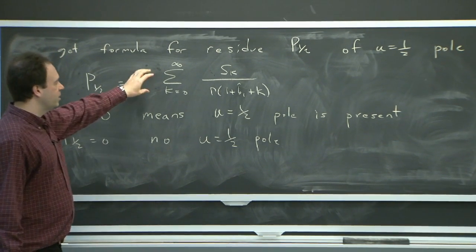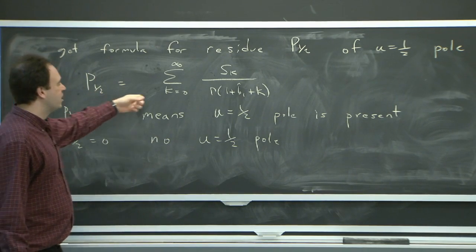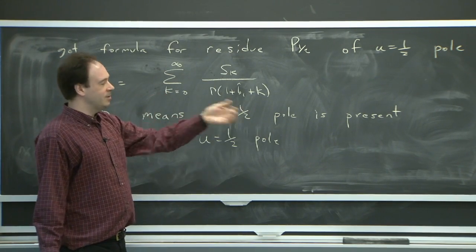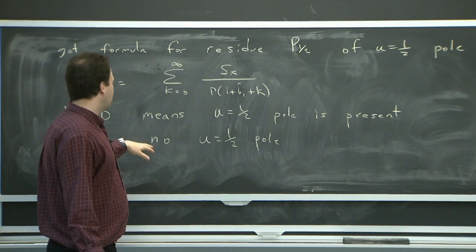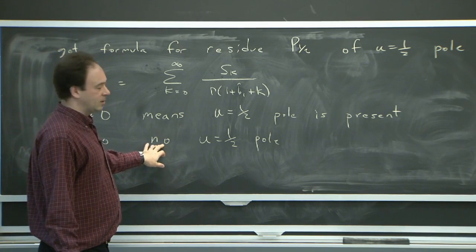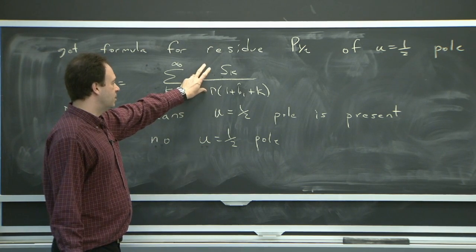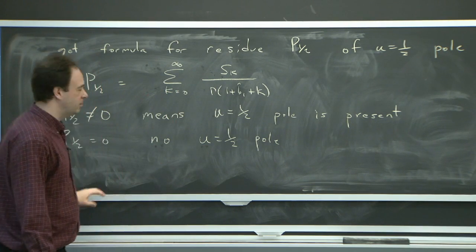If you just formally take a series that's convergent, if I hand you a convergent series, you can calculate all these S_k's. And then you can very easily see that actually there's no u equals a half pole. What happens is that all the terms cancel in this series and you just get 0.